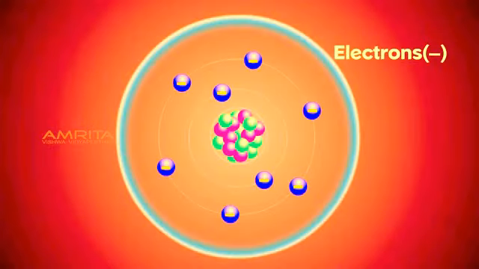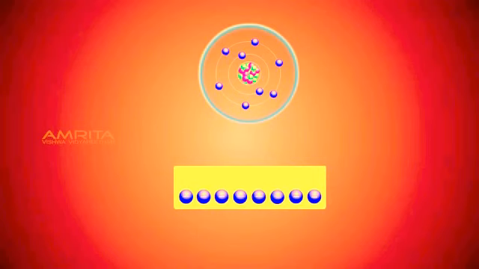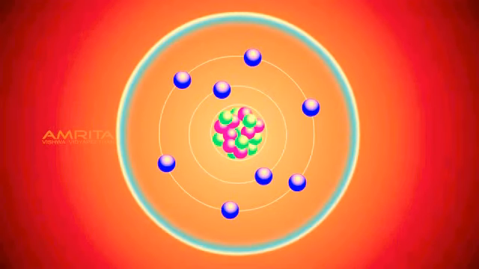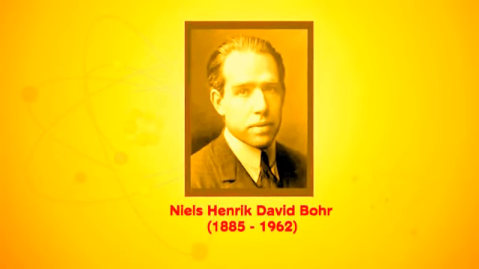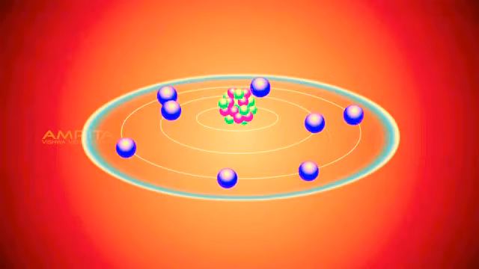Electrons are negatively charged and are located around the nucleus. An atom has the same number of negatively charged electrons as it has positively charged protons in the nucleus. Therefore, atoms are electrically neutral. Electrons are distributed in a definite path around the nucleus, called shells or orbits. This concept was introduced by Niels Bohr. According to Bohr, different electrons revolve around the nucleus in their own different orbits.